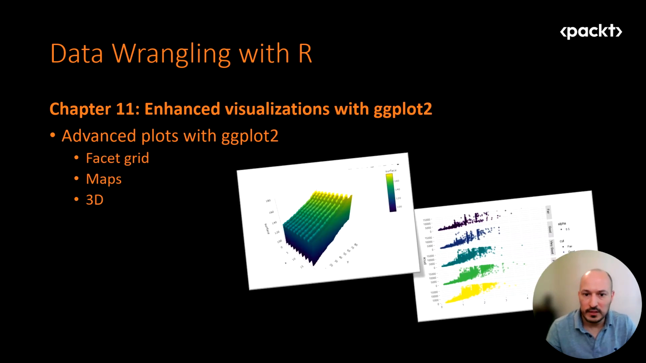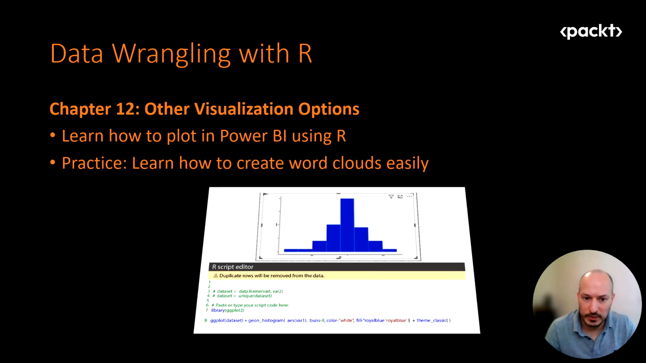Then chapter 11 is more enhanced visualization, so you will learn things like facet grid, maps, 3D plots, which you can see a couple of pictures there of examples contained in the book. Then chapter 12 is other visualization options.